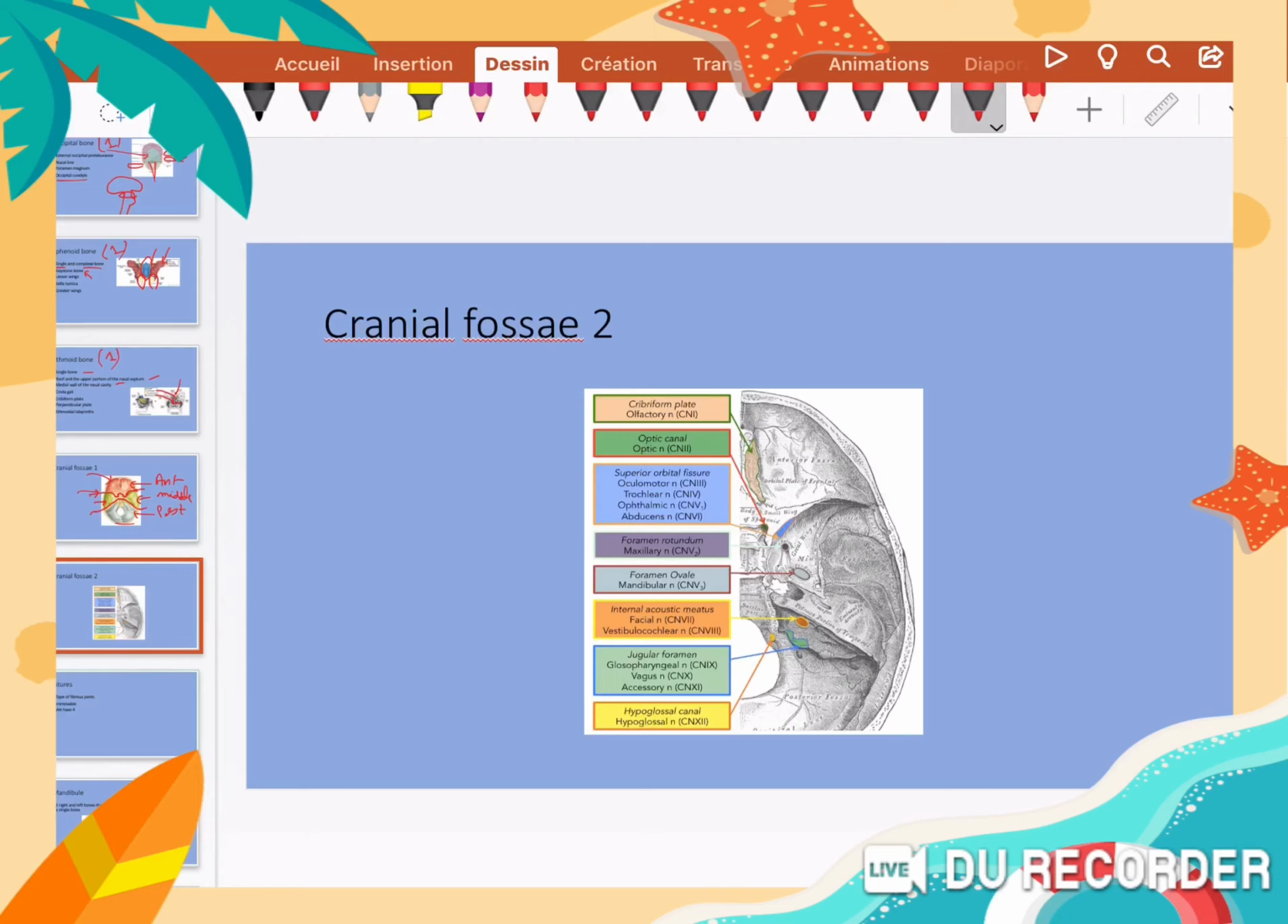Here in the anterior cranial fossae, we have only the cribriform plate, which is the foramen for the olfactory nerve, the first cranial nerve. We have only the cribriform plate of the ethmoidal bone. We discussed it. And the middle cranial fossae is the most complex. It contains many foramens, starting with the optic canal, where the second cranial nerve, or the optic nerve, passes through. Secondly, we have the superior orbital fissure here.